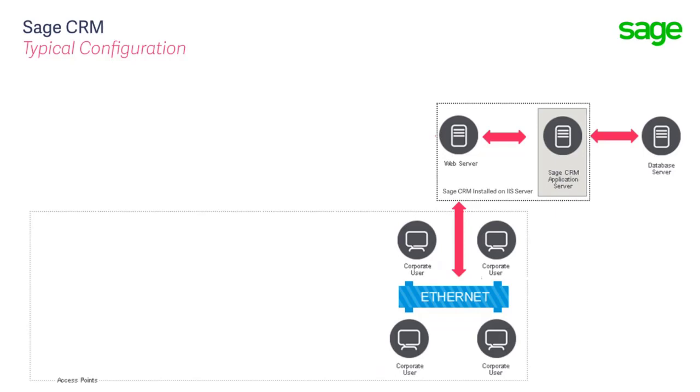So you run it on your Windows 10 laptop, and you've even installed, for example, the sample 2014 database. So you've got a database server which is on your laptop, but it could be on a different machine. You've got your own application server, which has got your web server and the Sage CRM all installed together. And so the Sage CRM is installed on the IIS server.